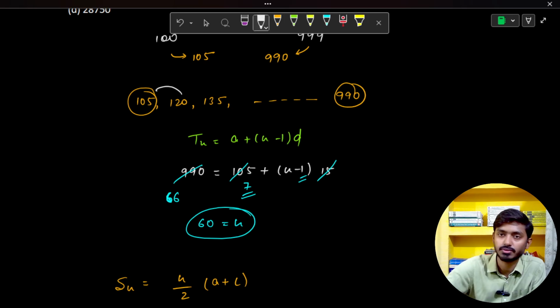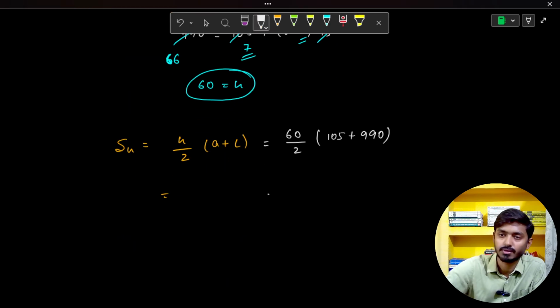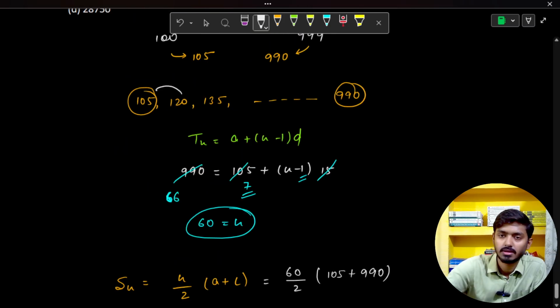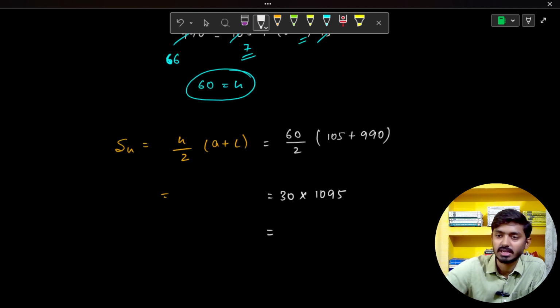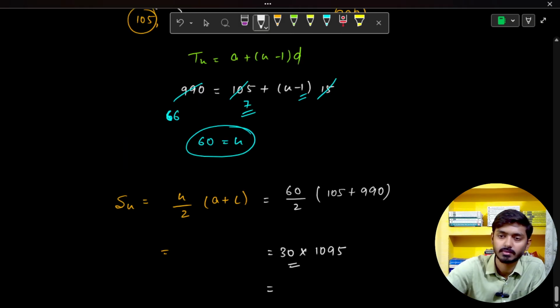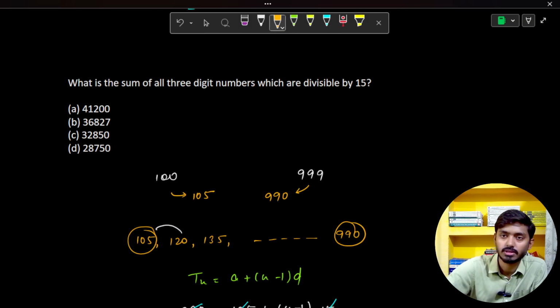Just put the values. 60 by 2, A is 105 and L is 990. You solve for this, that comes out to be 30 times 1095. Can we use the unit digit? No, everyone has 0 with it. But we can very clearly see that it will just have one 0, so this option gets eliminated. This option as well gets eliminated. We have two such options.